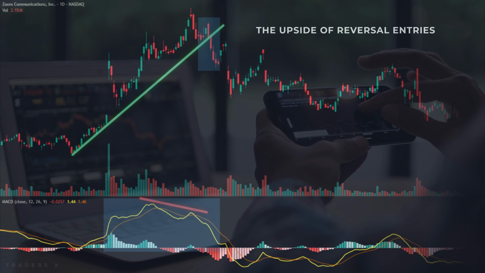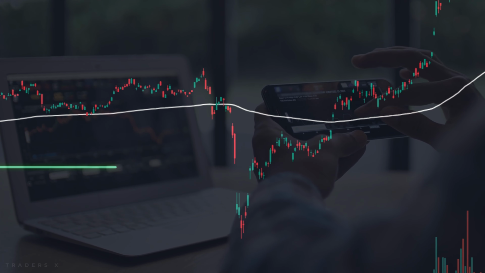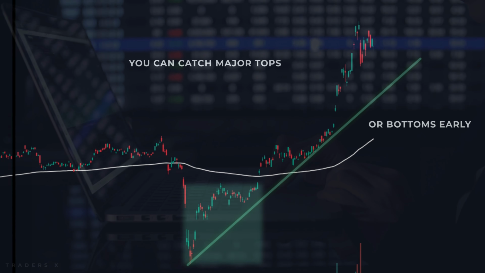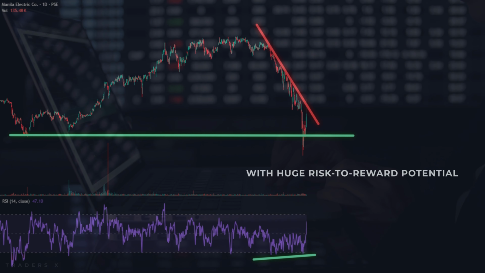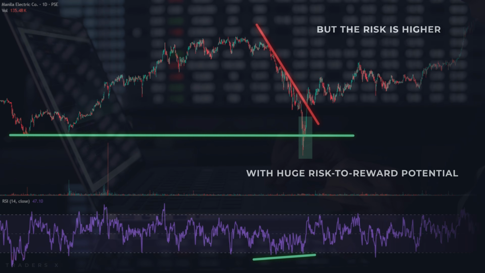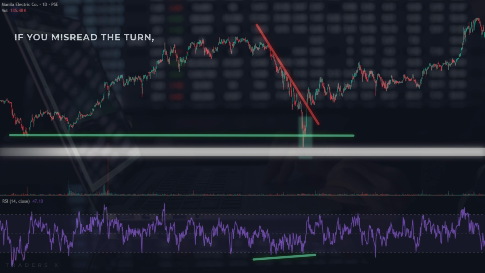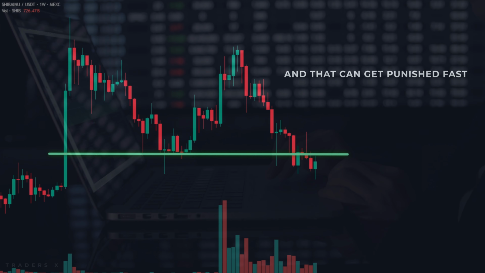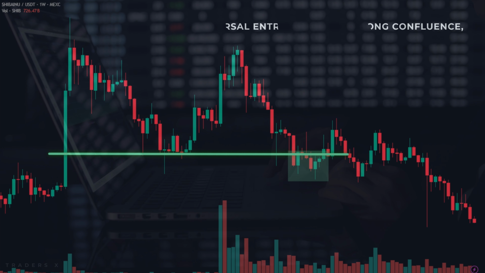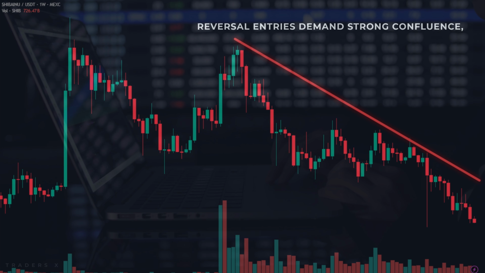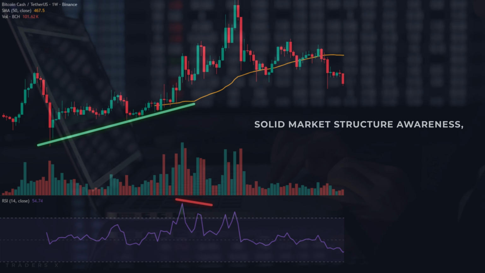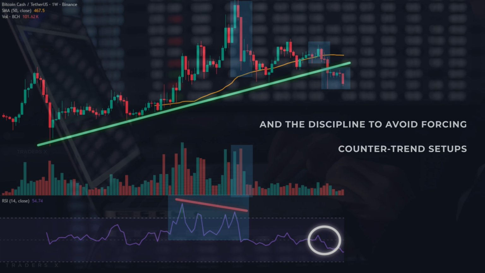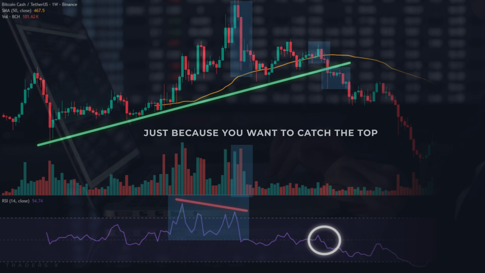The upside of reversal entries is obvious. If you time it well, you can catch major tops or bottoms early, with huge risk-to-reward potential. But the risk is higher. If you misread the turn, you're entering straight into momentum, and that can get punished fast. Reversal entries demand strong confluence, solid market structure awareness, and the discipline to avoid forcing counter-trend setups just because you want to catch the top or bottom.